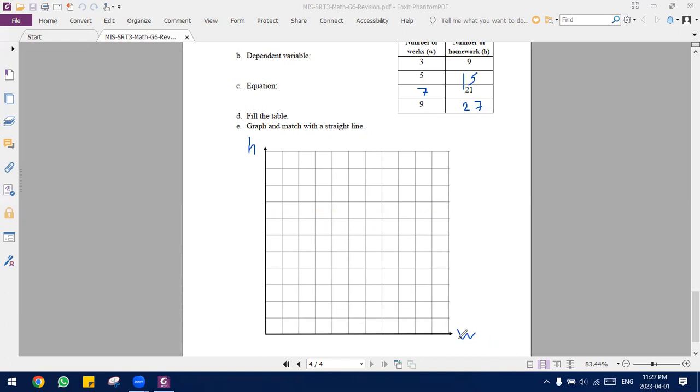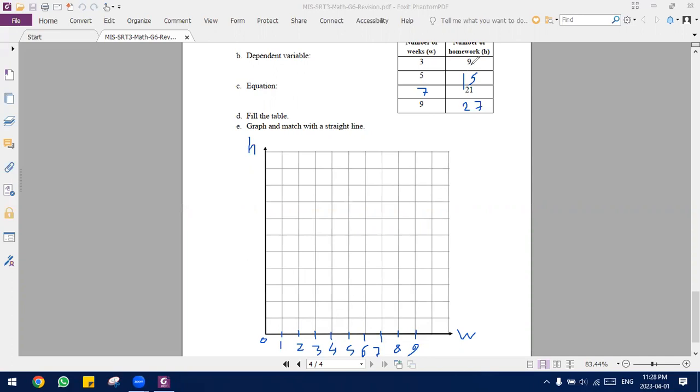So let me start with W, the independent. I have 3, 5, 7, 9. So for number of weeks, the values are small. So I can move one by one, like 1, 2, 3, 4 till 9, okay? So I should make lines like this. And then number them. At the beginning here, always there's 0. So we have 1, 2, 3, 4, 5, 6, 7, 8. This is 9. Can we extend it? Yes, but this is the last value that I need, 9.